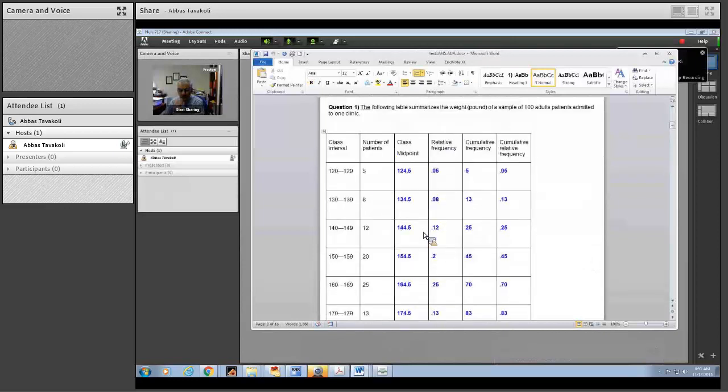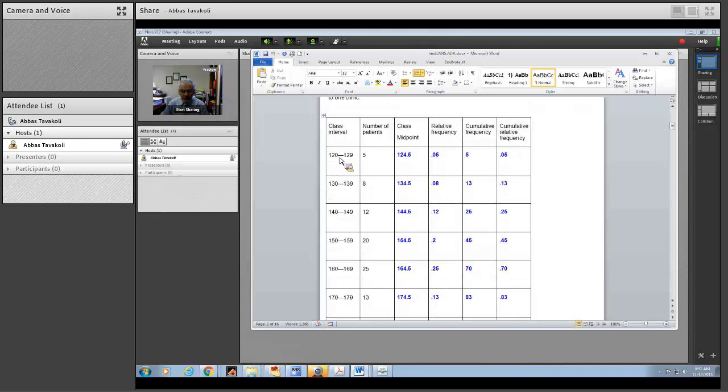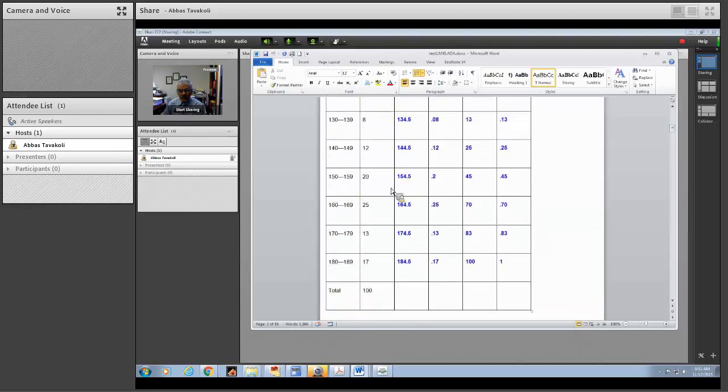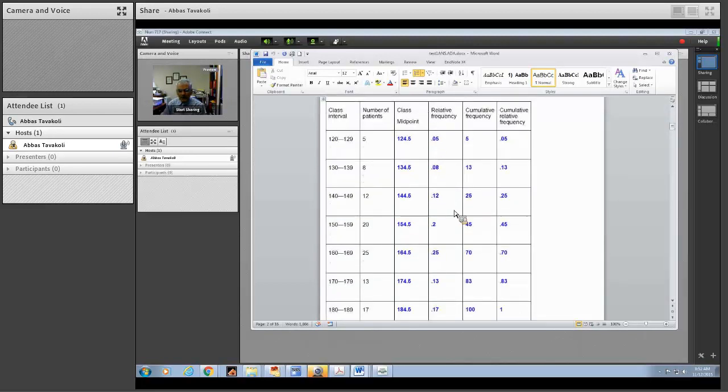Test one, you have this frequency table, which has the weight in pounds for 100 adult patients in each class. You have the number of patients in each class, the class midpoint, relative frequency, cumulative frequency, and cumulative relative frequency. The first question I asked: what proportion of patients was admitted at 140 to 149? Basically, you look at the relative frequency, and that is your proportion, 0.12.